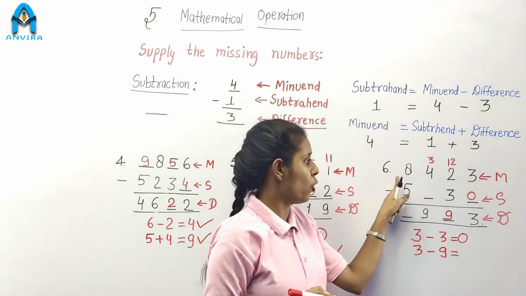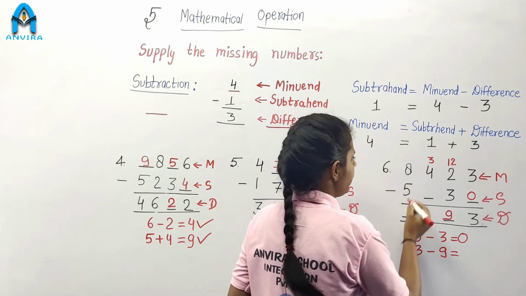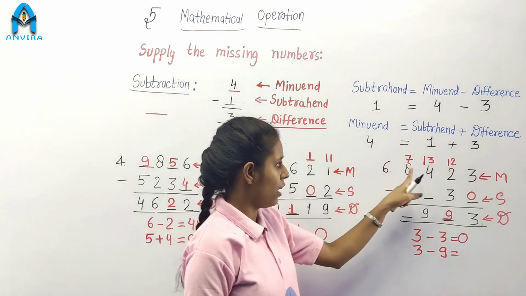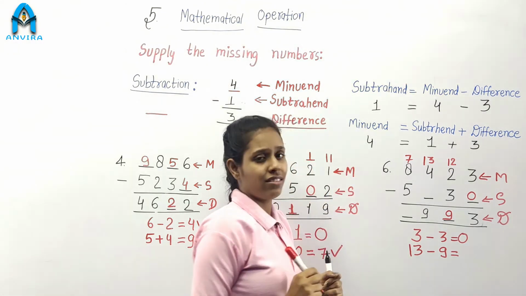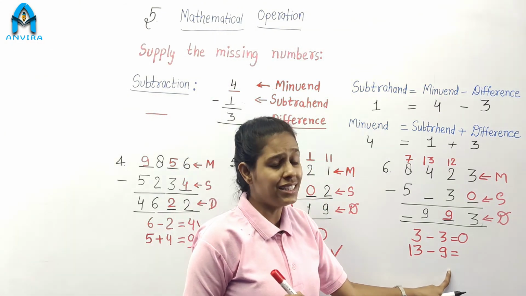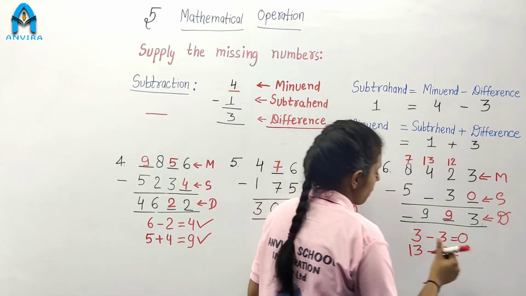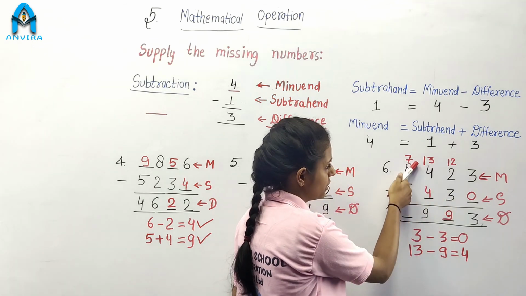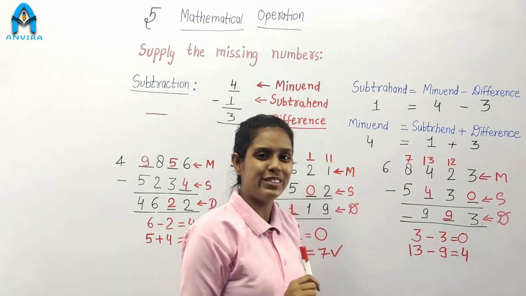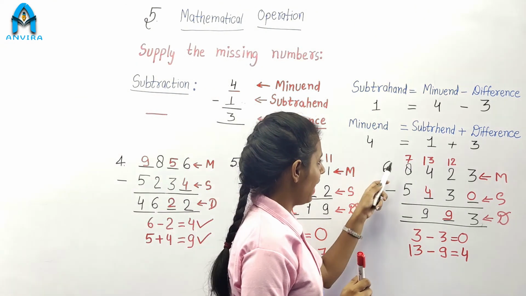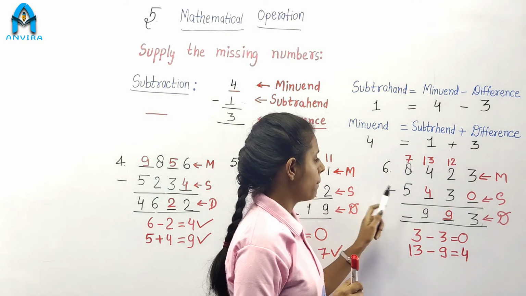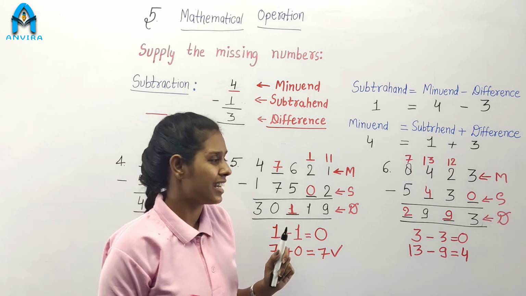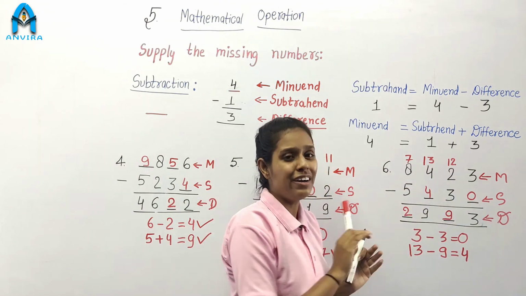So if we borrow 1 tenth from 8, it becomes 13 and it becomes 7. So now minuend is 13. So 13 minus 9 is equal to 4. So here 4. So 13 minus 4 is equal to 9. Next, 7 minus 5 is equal to 2. This is complete. All the missing digits are filled.